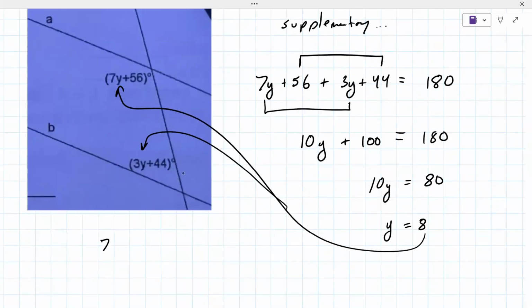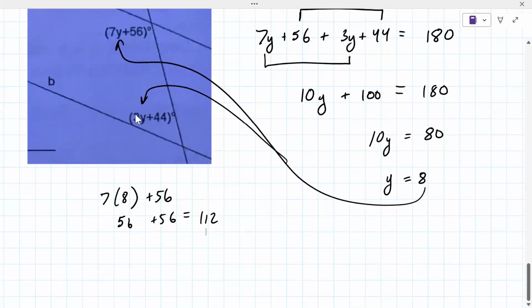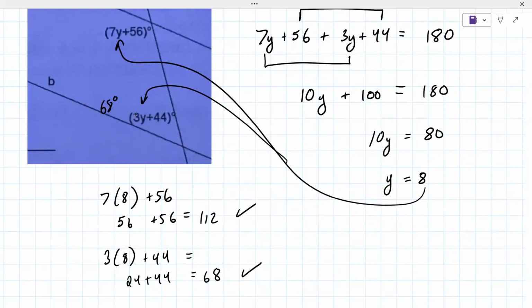Do you want me to keep telling you what to do? Yeah. Okay, so 7 times 8 plus 56. 7 times 8 is 56. That gives you 112. And the other one should be 68. Let's actually do it. 3 times 8 plus 44, that's 24 plus 44. Is that 68? Yes, because they've got to add up to 180.